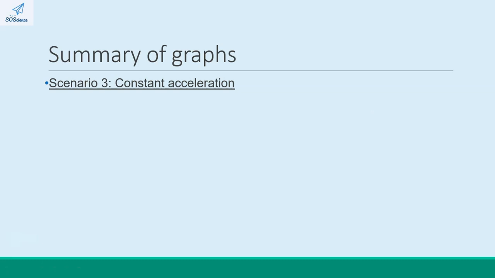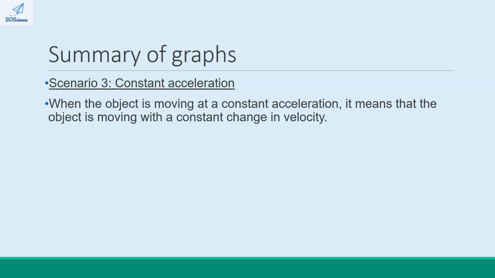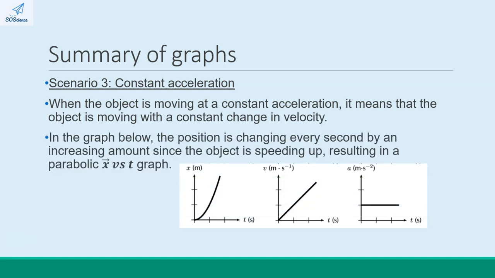Scenario 3 is constant acceleration. When an object is moving at a constant acceleration, it means that the object is moving with a constant change in velocity. Now, that constant change in velocity might be a constant increase in velocity or a constant decrease in velocity. So this is one type of x-t graph for constant acceleration, and we're about to go through all 4. Now, in this graph, we can see that the position is changing every second by an increasing amount. We can see that based on this parabolic shape, that the object is speeding up. And also we can see based on this v-t straight line graph with a single gradient that the object is speeding up, resulting in a constant acceleration.